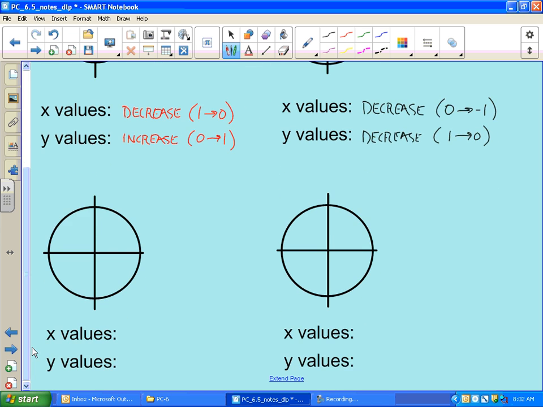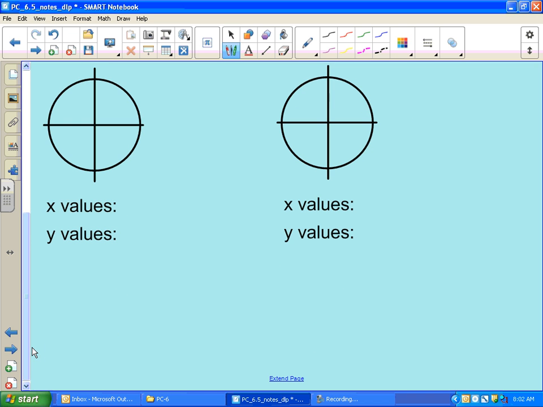And we just keep making our way around the circle. So quadrant 3 now. Now we're going here, going from what would have been negative 1, 0 as a coordinate, to 0, negative 1. X values are now increasing, from negative 1 to 0. Y values continue to get smaller, this time from 0 to negative 1.